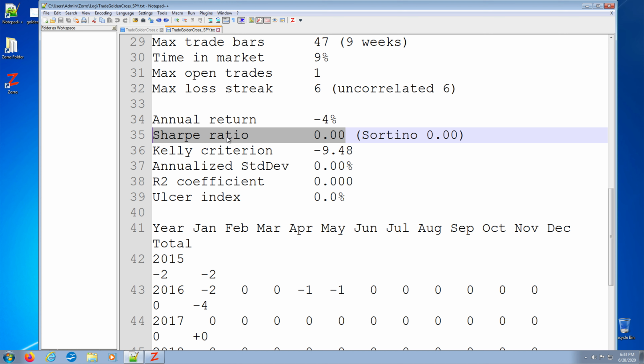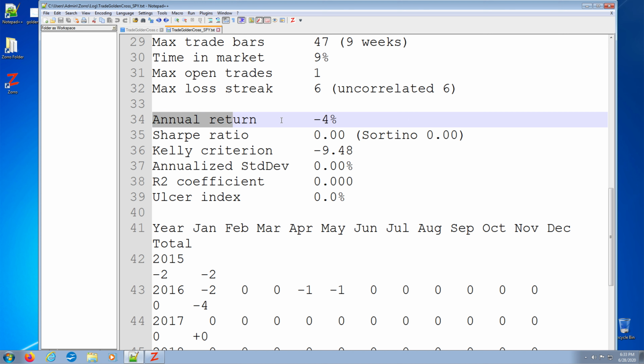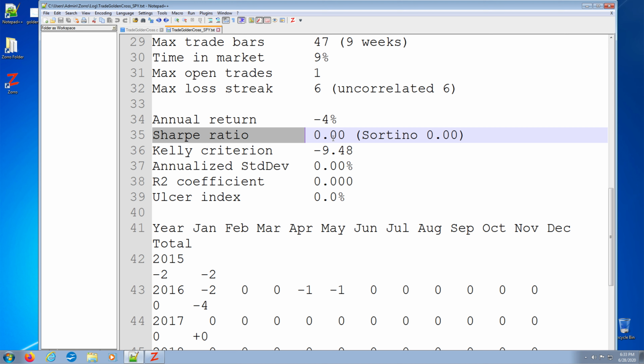That is the job of the stop loss, and it does it well. And the annual return, so making the strategy more profitable or losing less money, that is not necessarily the job of the stop loss. Making it more profitable is not what the stop loss does, right? The stop loss is about risk, and the Sharpe ratio is the measure of risk.